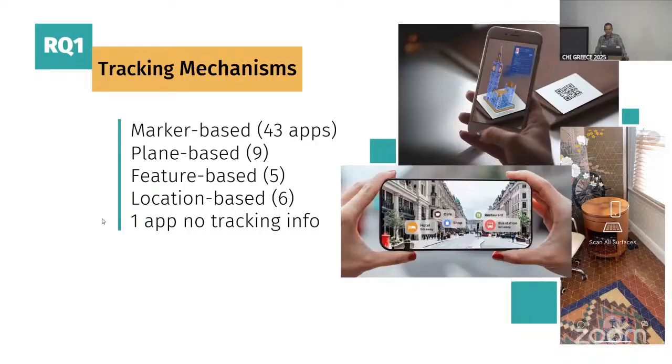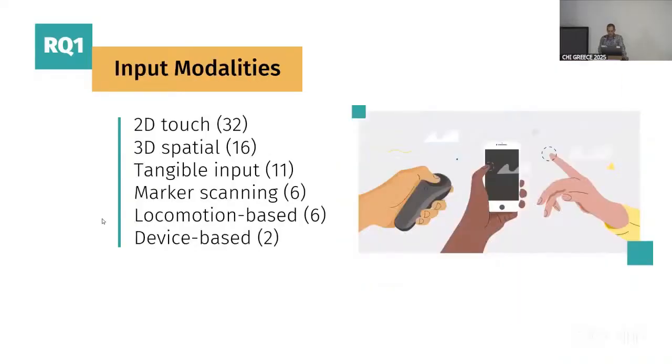And 6 were location-based, where digital content appears at specific GPS coordinates, like cultural heritage tours, where a building is augmented with extra information when you pass by it. So even though technology has advanced, marker-based tracking still dominates the educational apps, probably because it's simple, and also it works on all devices.